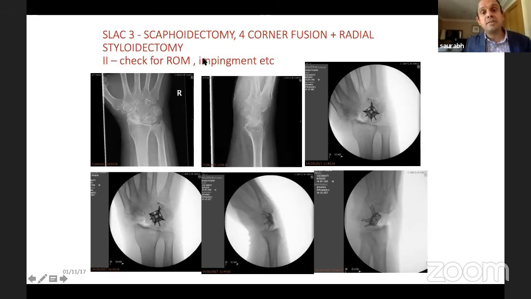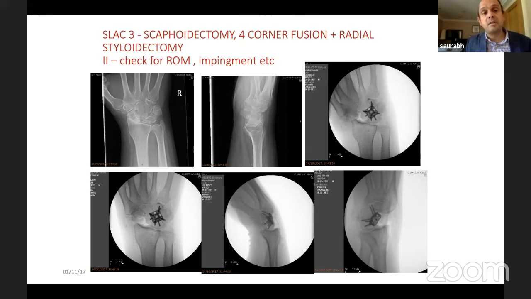Another SLAC 3 wrist. So same problem, you can see here, the scapholunate ligament gone. You can clearly see radioscaphoid arthritis, some sclerosis in the mid-carpal joint. So SLAC 1, SLAC 2, scaphocapitate and capitolunate becomes SLAC 3. Put a scope, see the radiolunate joint if it's pristine, so it is a SLAC 3 then. Similar operation, scaphoidectomy, four-corner fusion, and radial styloidectomy.